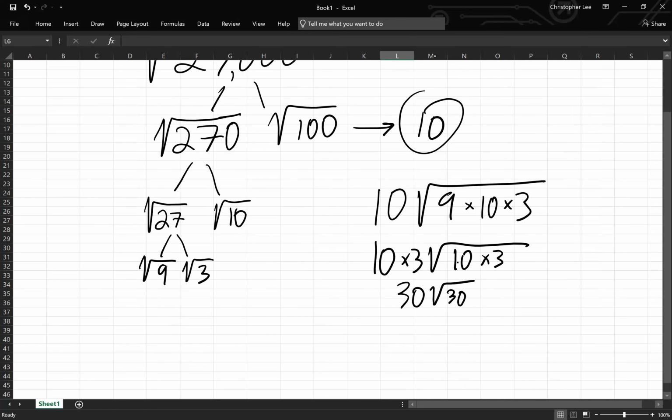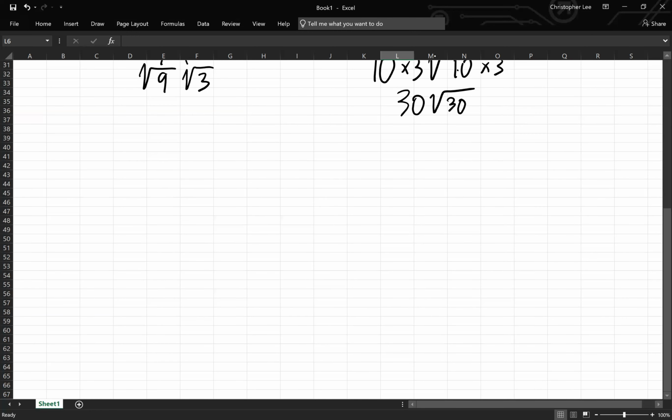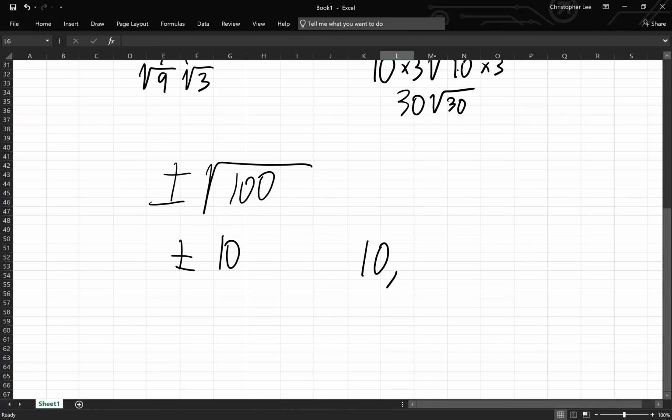Go ahead, what you got? Okay. Of what? Say it again? Oh, 100? That's it? So it's just plus or minus 10. That's it. Yeah. In a computer? Yeah, so you do 10 comma negative 10. Yeah.